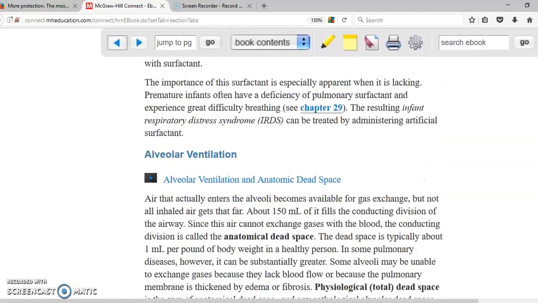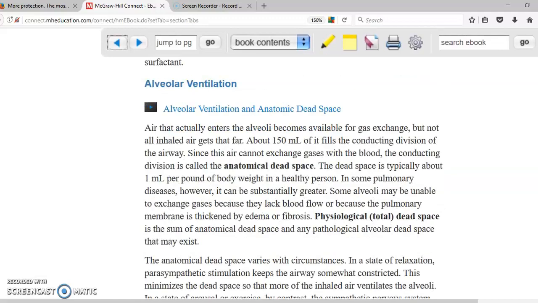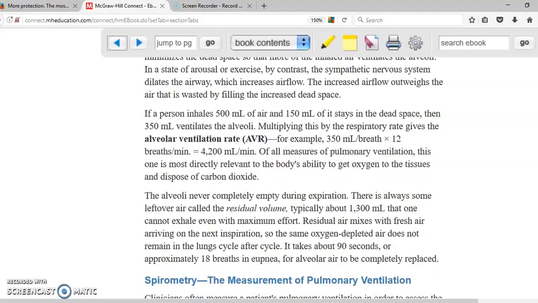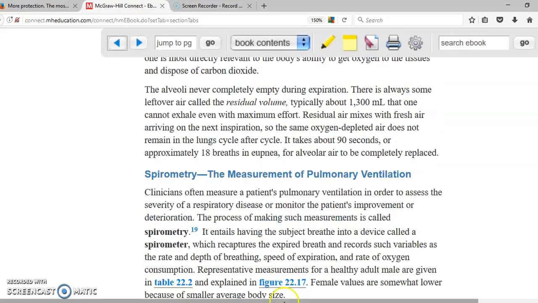Next topic is alveolar ventilation. That's basically the amount of air that goes in and out of your lungs, inhaling and exhaling. How do you measure that? You measure it with a device called a spirometer, right here. The process of measuring the amount of air that goes in and out is spirometry.